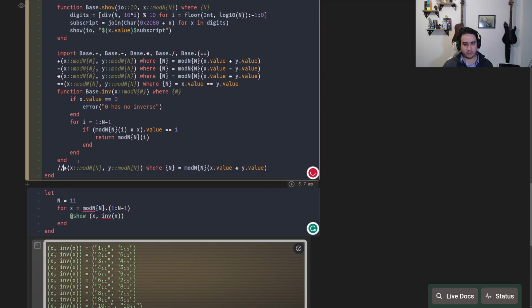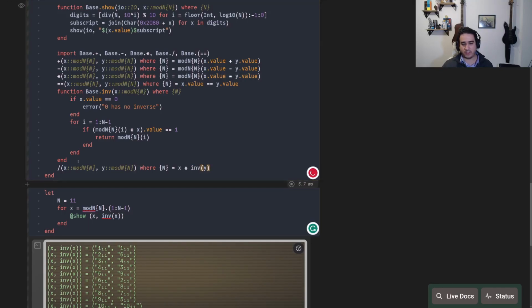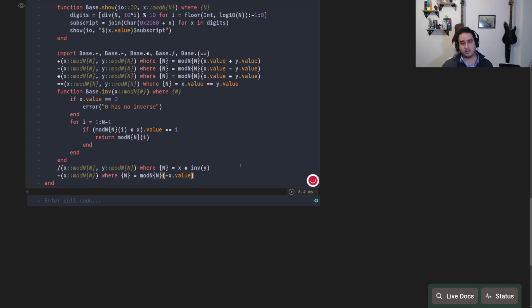And that's it. Because of that, we can define the division by just using the inverse. So the division x divided by y is actually just x times the inverse of y. And that's it. We have all the 4 basic operations now. One extra thing makes our life a little bit easier: the opposite of a number as well. That's just the opposite inside the mod.